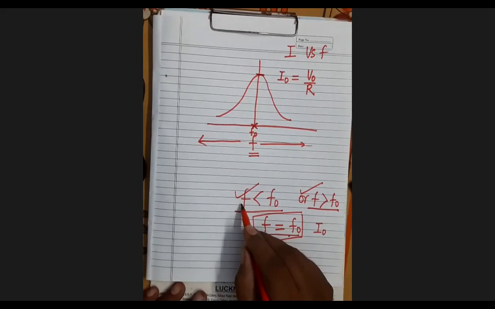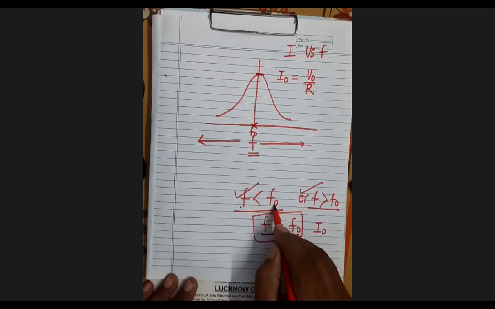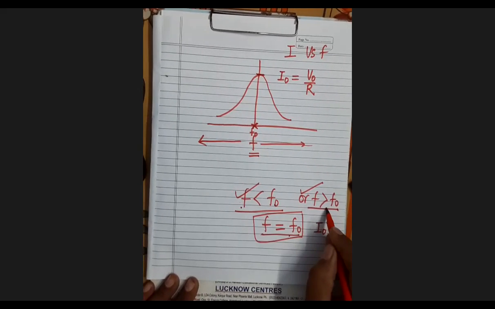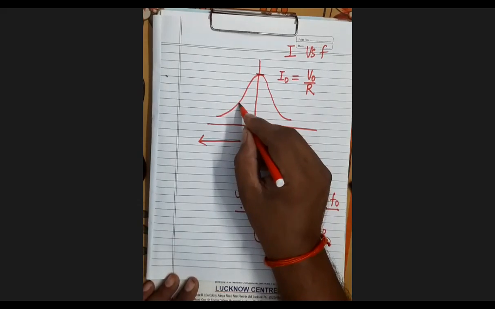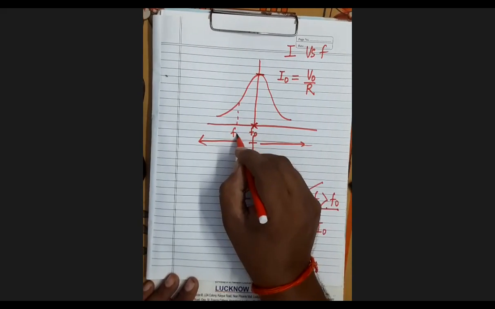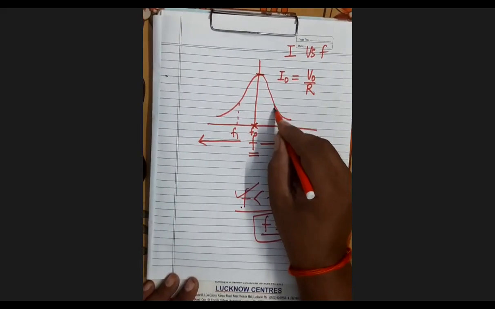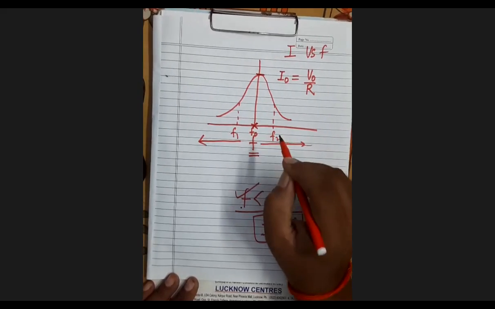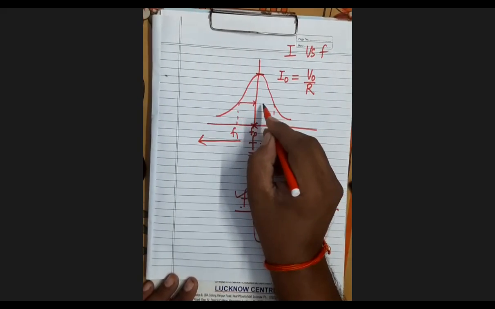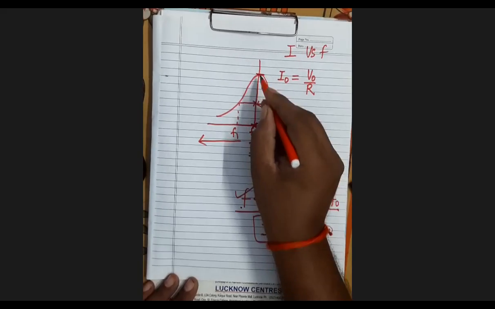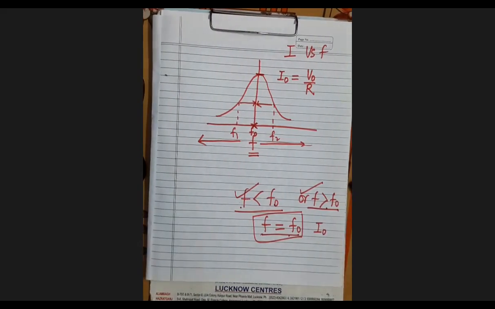When the frequency of applied AC EMF is less than F naught, say this frequency F1, or greater than F naught, say this frequency F2, you will find that the magnitude of current is less than I naught. So this is the graph of I versus F.